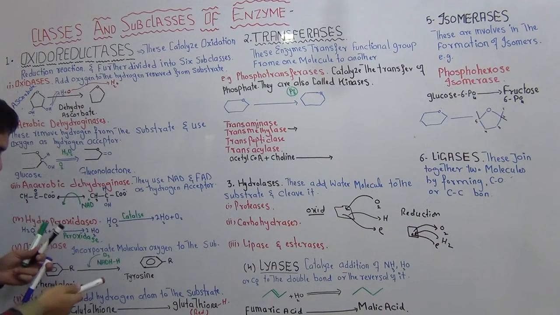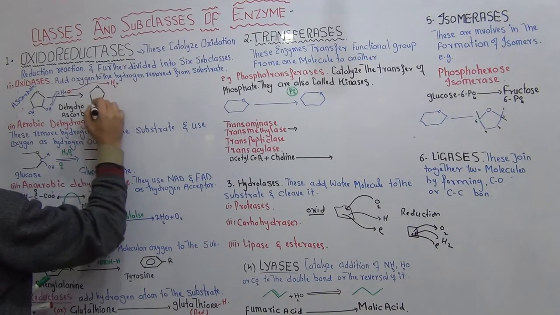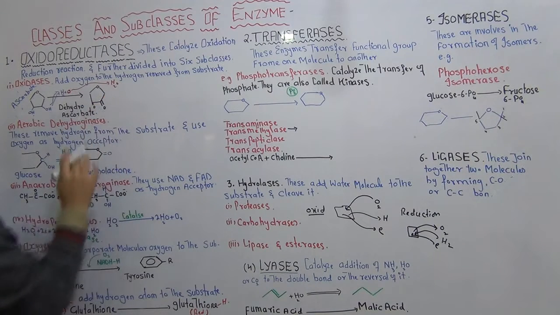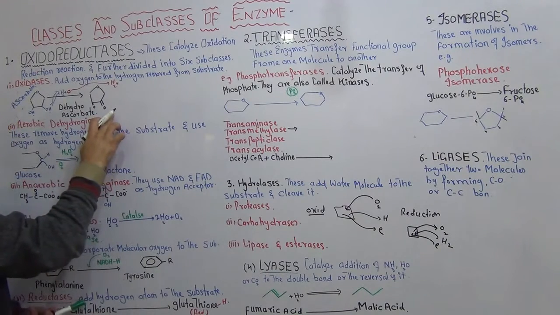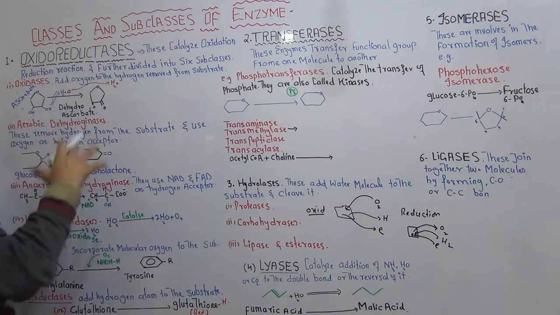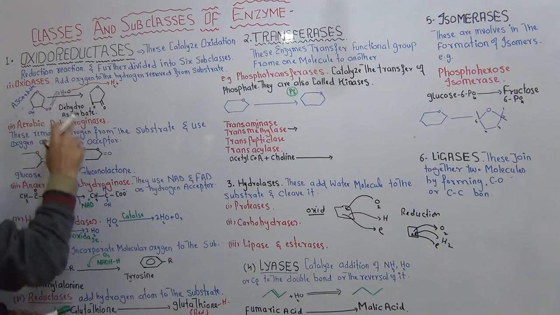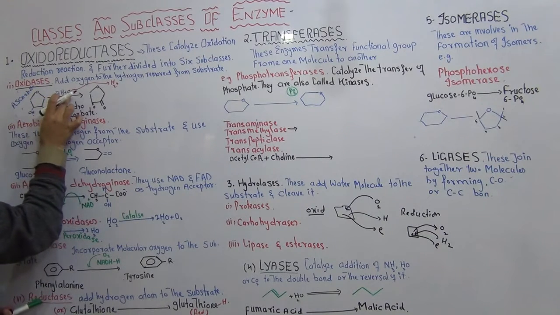And what will happen to the substrate? The substrate will become, here you will find one double bond, and here you will find another double bond. You also don't worry about the double bond structure, but at least we got the idea that hydrogen atoms are removed from the substrate, and these hydrogen atoms were given oxygen by the oxidases. So this is the style.